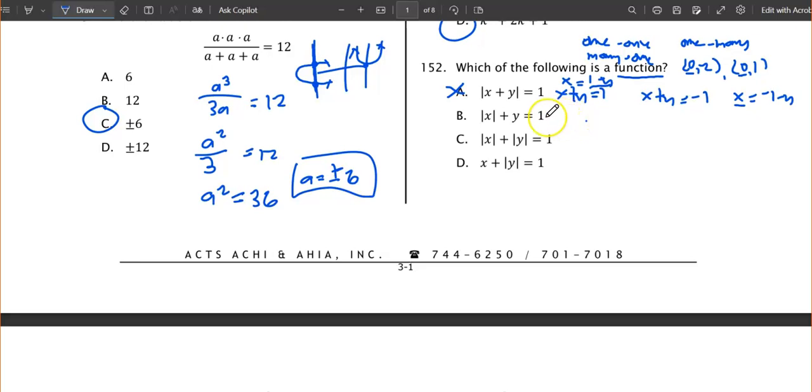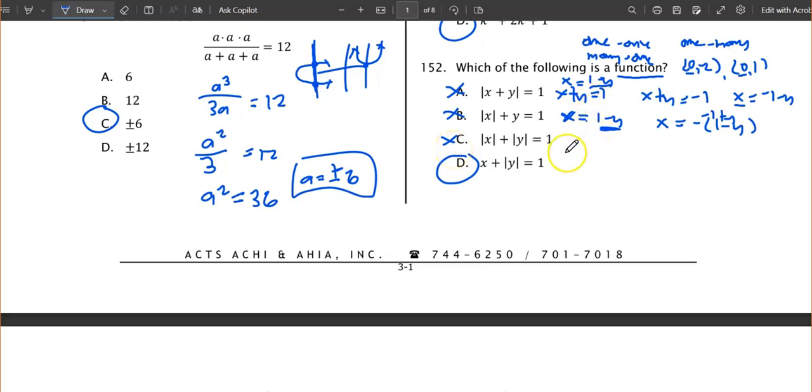What about letter B? Letter B, this can be written as x is equal to 1 minus y. Then the other one is x equals negative 1 minus y. So the same thing, we have two values of x. We have the same values of x for 1 minus y and then negative 1 plus y. We have the same values, so x is repeated. That is not our answer. Letter C as well, the same thing, x value will be repeated. So the answer is letter D.